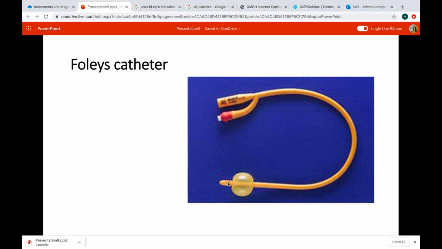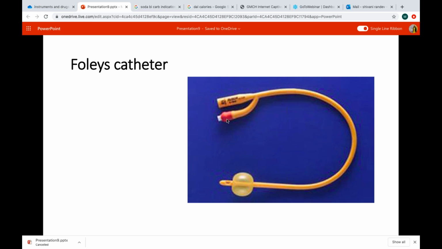This has got a small eye here. It is smooth and closed. This end is closed to avoid injury to the urethra. So you put it through the urethral meatus, and when you start getting a flow of urine through this port, then you inflate this balloon by injecting water or air into this port.